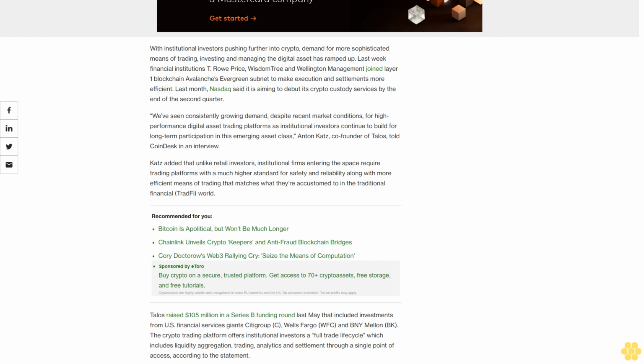TradFi world. Talos raised $105 million in a Series B funding round last May that included investments from U.S. financial services giant Citigroup C, Wells Fargo WFC, and BNY Mellon BK. The crypto trading platform offers institutional investors a full trade lifecycle, which includes liquidity aggregation, trading, analytics, and settlement through a single point of access, according to the statement.